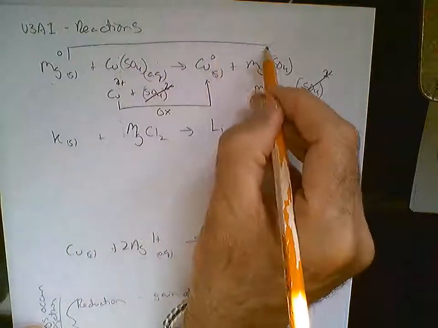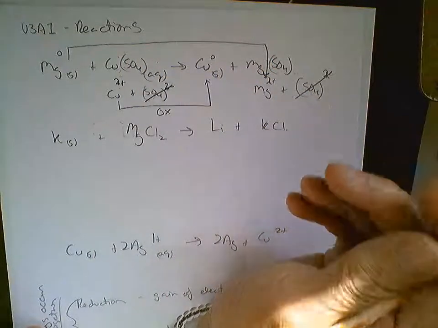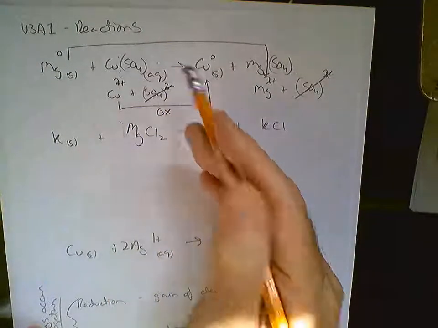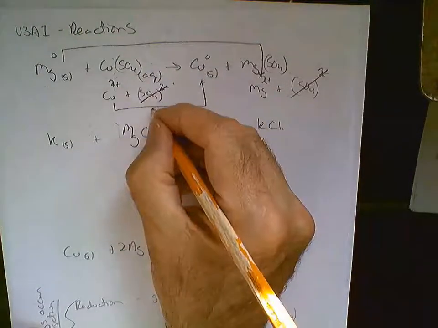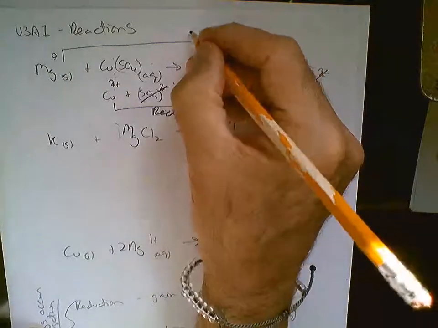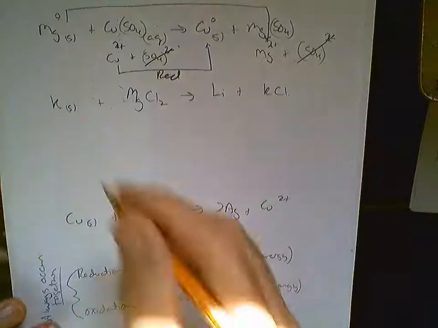Mg0 to Mg2 plus is, whoops, did I do that wrong? Yeah, Cu2 plus down to Cu0 is reduced. It's going down, not up. Reduced. Mg0 to Mg2 plus is going up. That's oxidized. Let's do one more example.